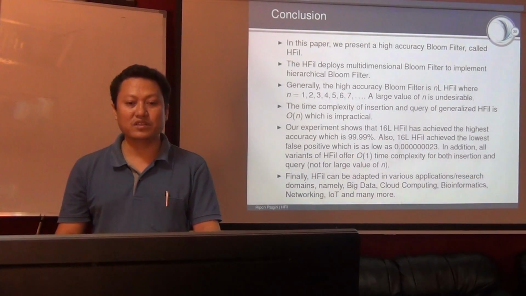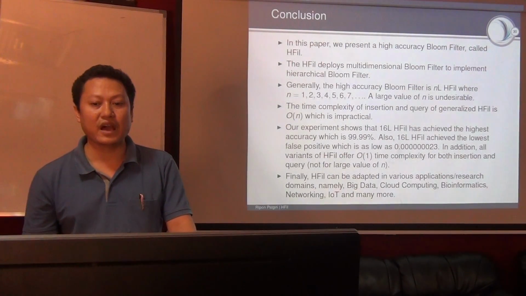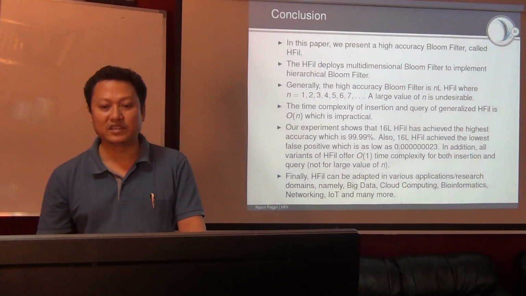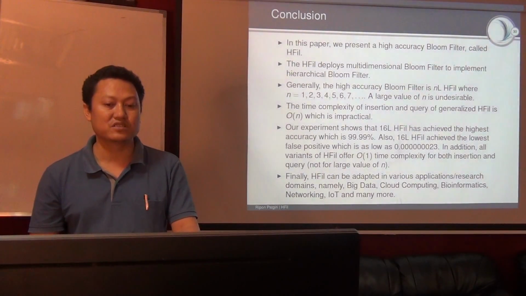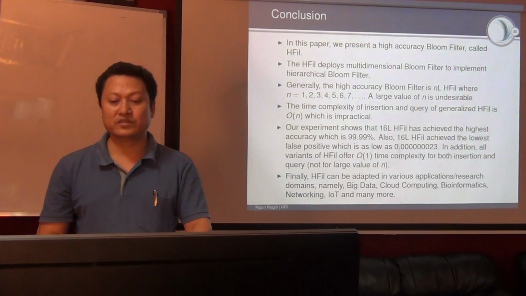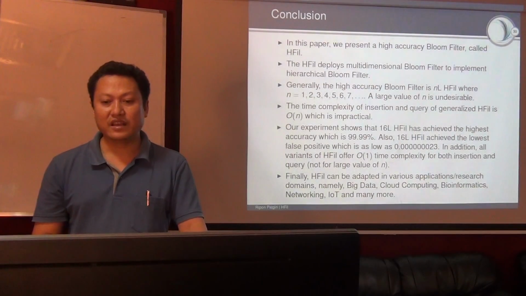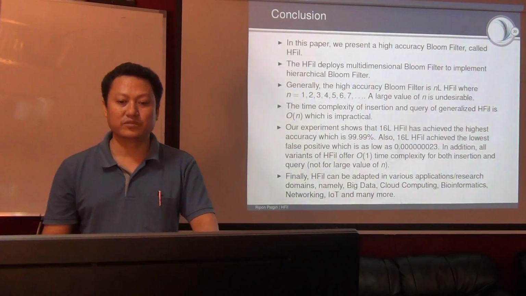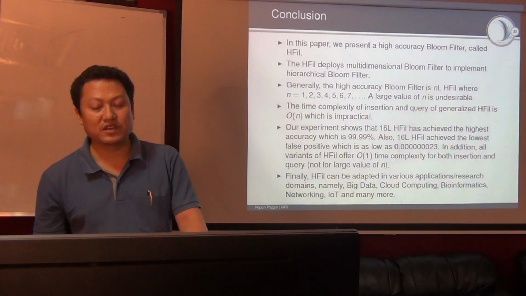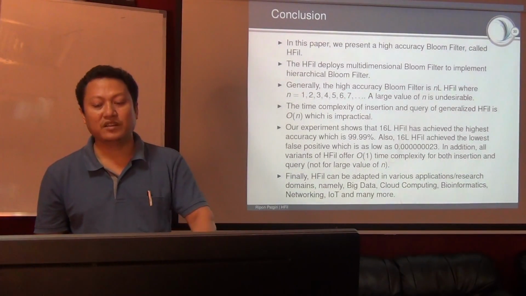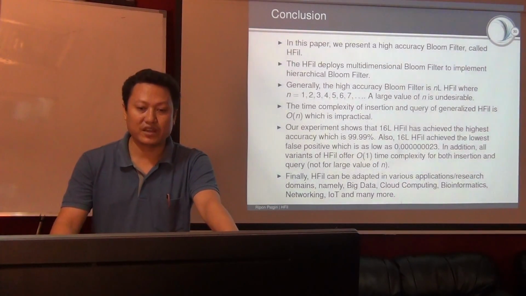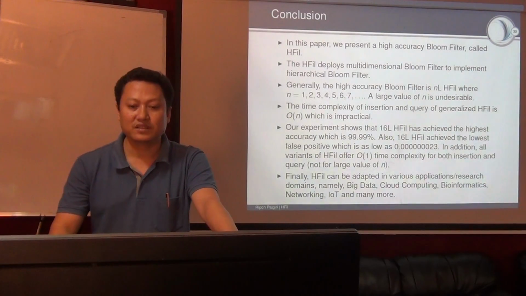So, in conclusion, in this paper we present a high accuracy Bloom filter called HFil. HFil deploys a multi-dimensional Bloom filter to implement a high accuracy Bloom filter. Generally, HFil is termed as NL HFil, where N is 1, 2, 3, 4, up to N. A large value of N is undesirable, and if it is very large, then the time complexity becomes big O of N, which is impractical in nature.